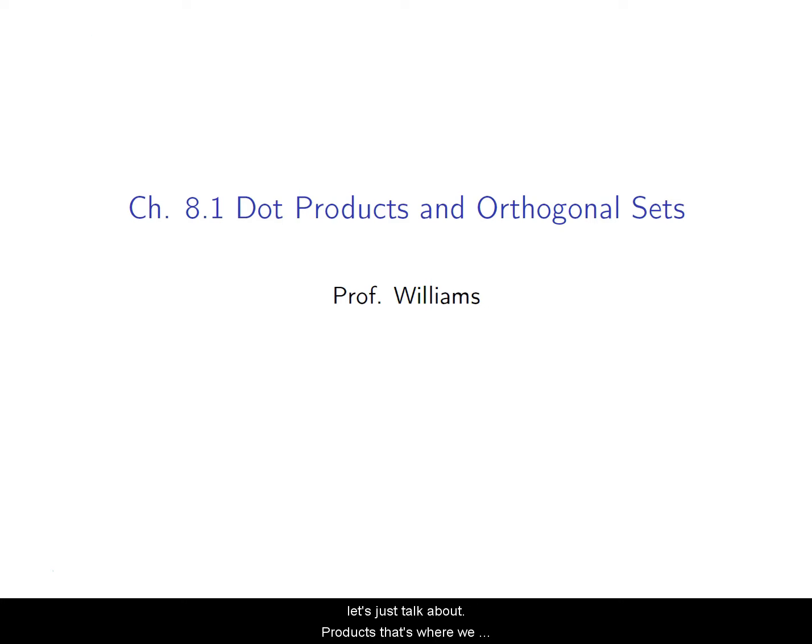So let's just talk about dot products. That's where we need to start. Everything from here on will be a dot product, and then we'll expand that idea of dot product into an inner product. I think once we finish this chapter, at the end of the whole chapter, not the section, we'll start to talk about inner products.